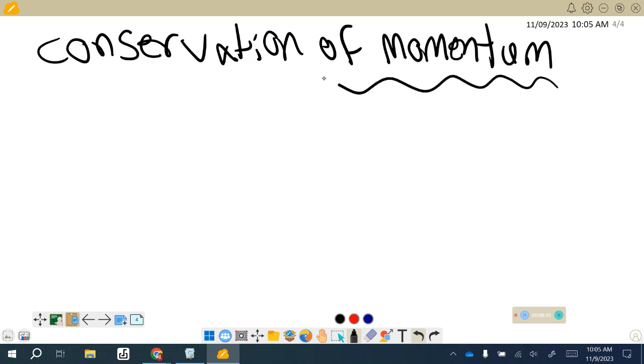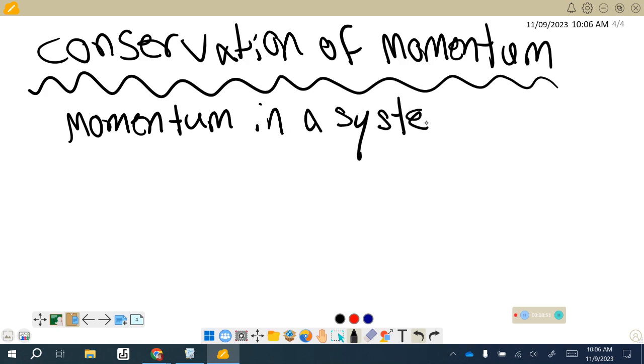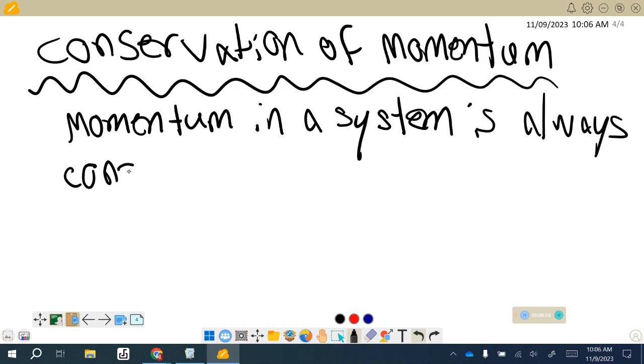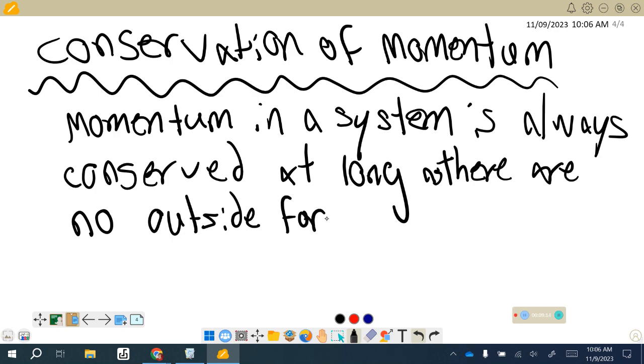And it states that momentum in a system is always conserved, meaning it always stays the same, as long as there are no outside forces.